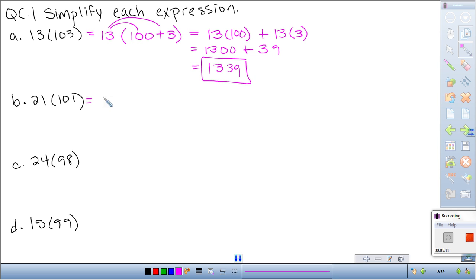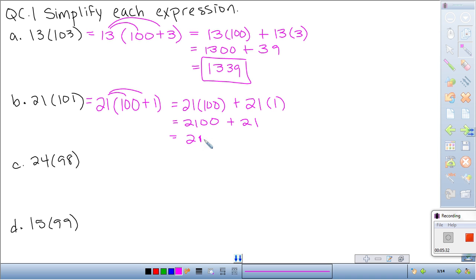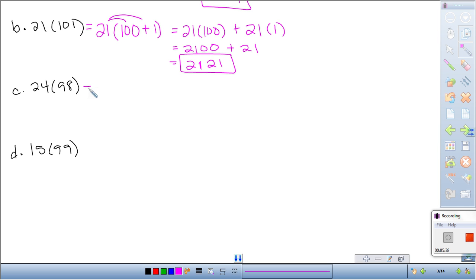On the next one, again, rewrite it. 21 times, instead of 101, we'll do 100 plus 1, and then distribute. 21 times 100 plus 21 times 1. And simplify. 21 times 100, 2100 plus 21 times 1, 21. So 2121. C, again, we'll rewrite it. 24 times, and we could do 90 plus 8, but 90 is still kind of difficult, so we'll do 100 minus 2. And then distribute. 24 times 100 and minus 24 times 2.